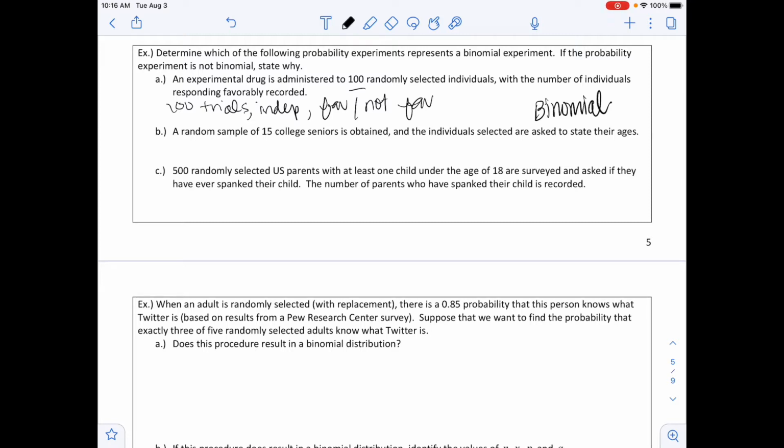Part B says a random sample of 15 college seniors is obtained and individuals selected are asked to state their ages. So they're asked to state their ages, and ages are going to vary from probably like 17 or 18 all the way up. And so for this, there is more than two outcomes. And so because of that, this is not binomial.